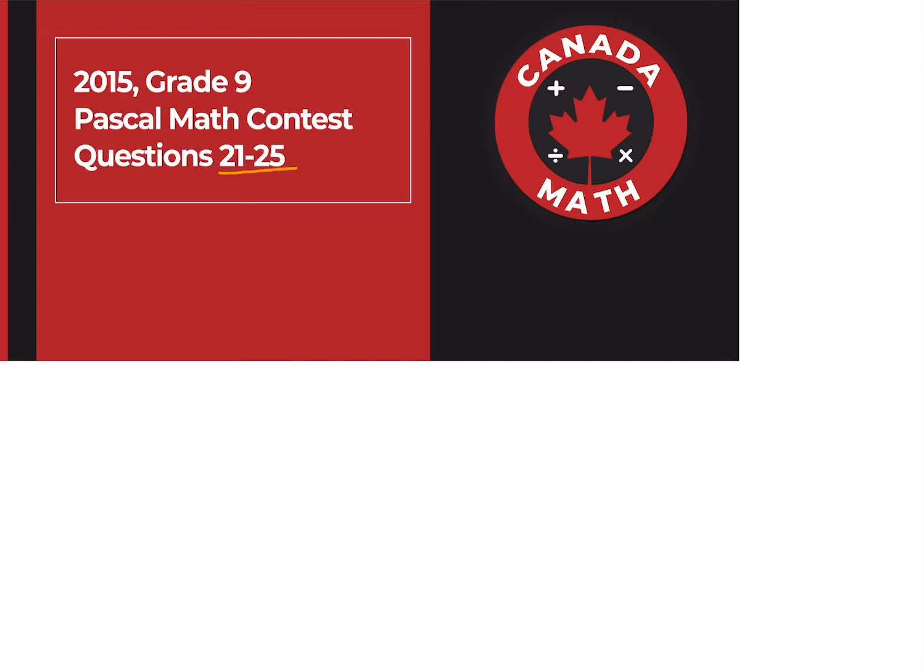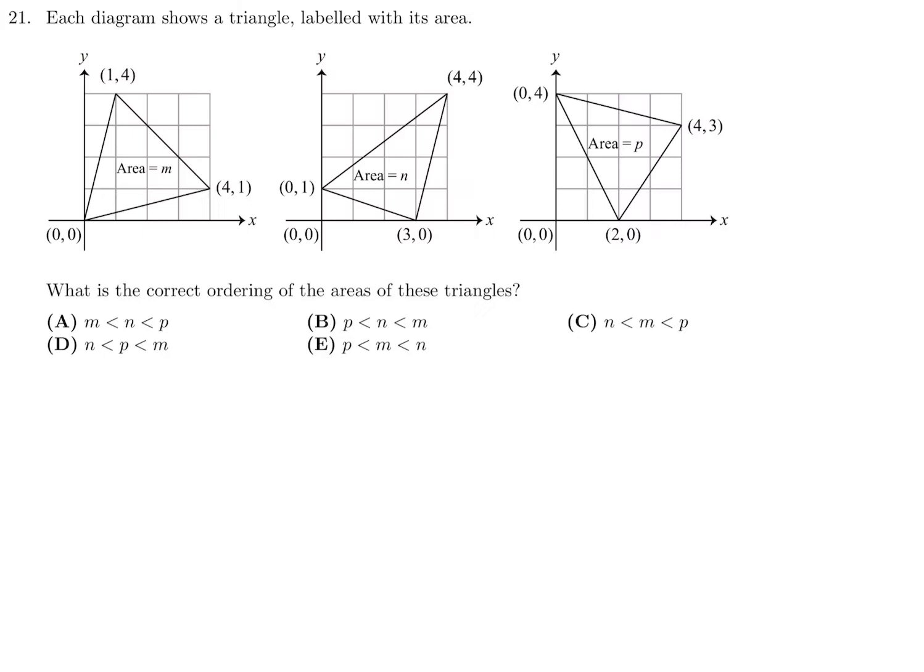Questions 21 through 25 on the 2015 Grade 9 Pascal Math Contest. Each diagram shows a triangle labeled with its area. What is the correct order of the areas of these triangles? So for each of these, we've got to figure out the area. So let's start with M, which is the first one.